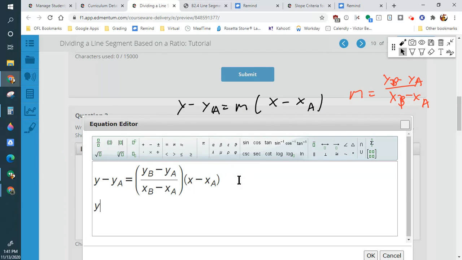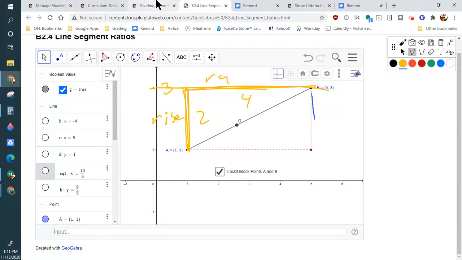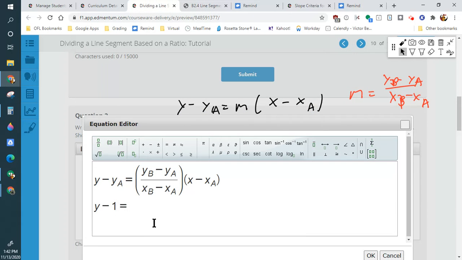So then I'm going to do y minus my y value for my a, which is 1, equals, I'm going to do my parentheses. I'm just going to copy this. I want it to be their parentheses. All right. So my y sub b, that I said was 5. This I'm going to say is 1 because it's my y of 1. This one is 3. And this is 1. That's going to be x minus 1 because my x of a is 1.